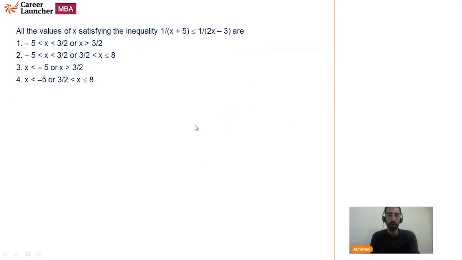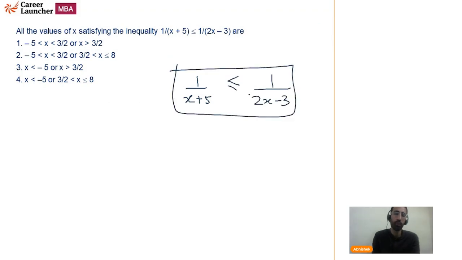Straightforward question. I don't remember the question number, but let's look at what this question says. It says 1 upon x plus 5 is less than equal to 1 upon 2x minus 3. Guys, if you have options in these questions, there is no point taking this to the left hand side, making this a quadratic equation or whatever. I think the best way to solve most of these questions, almost all of them, is to use options.